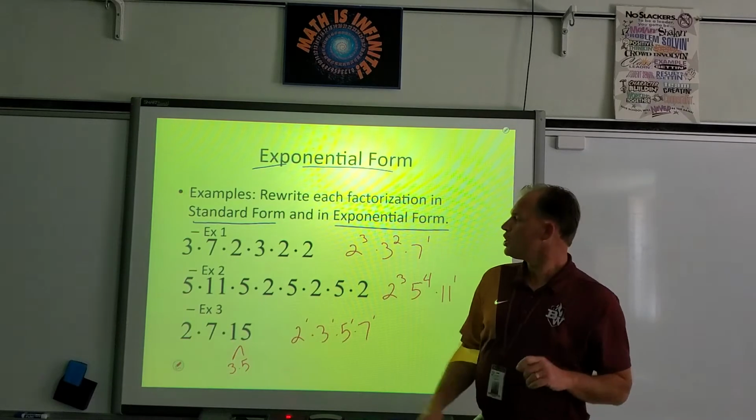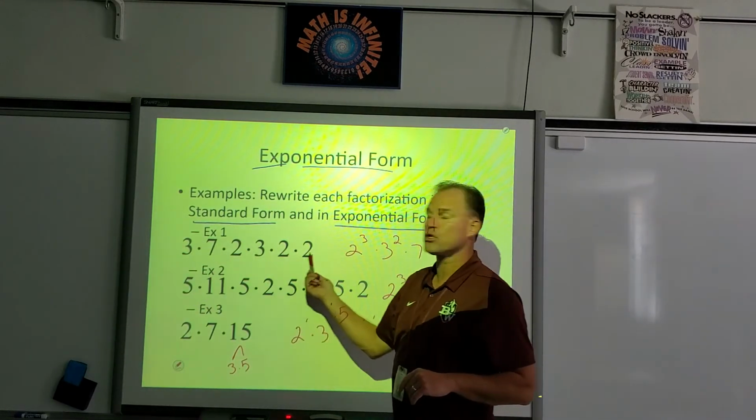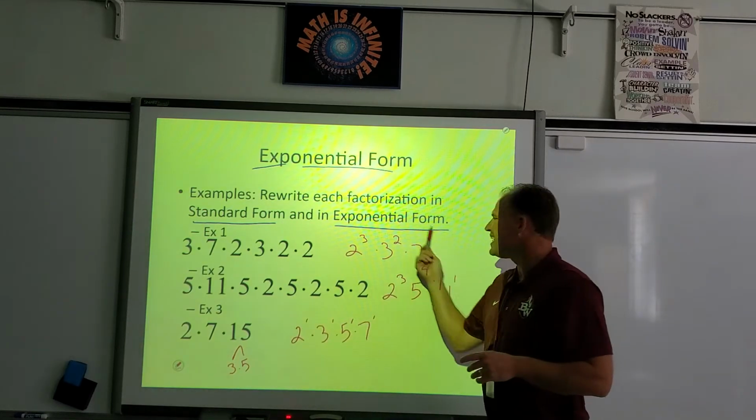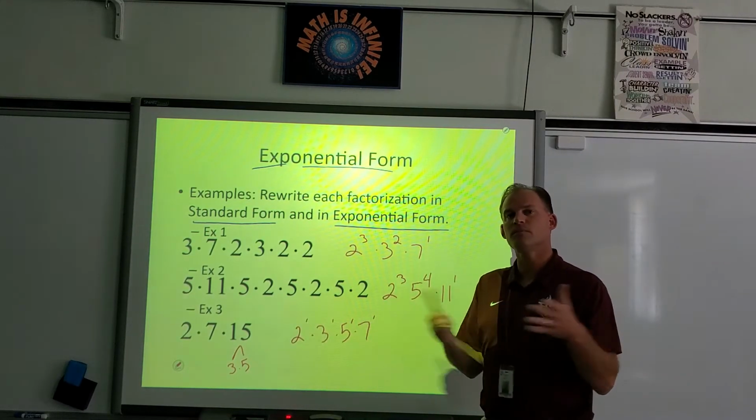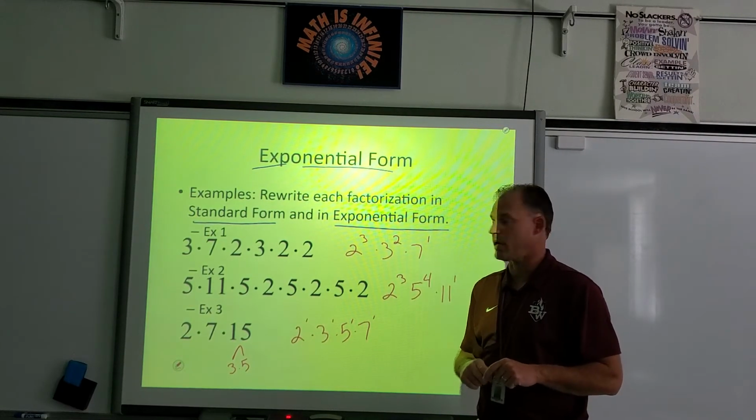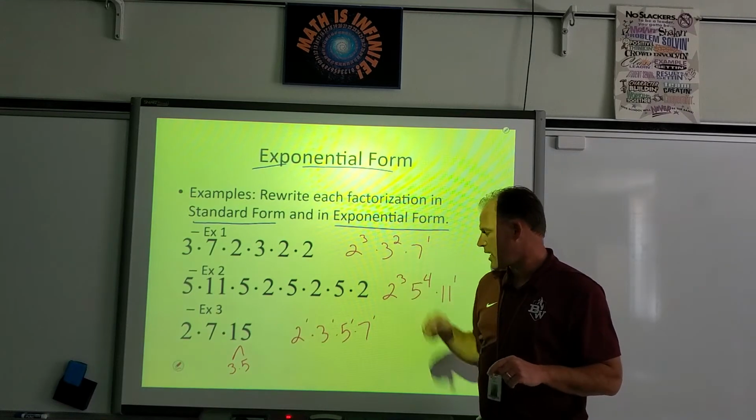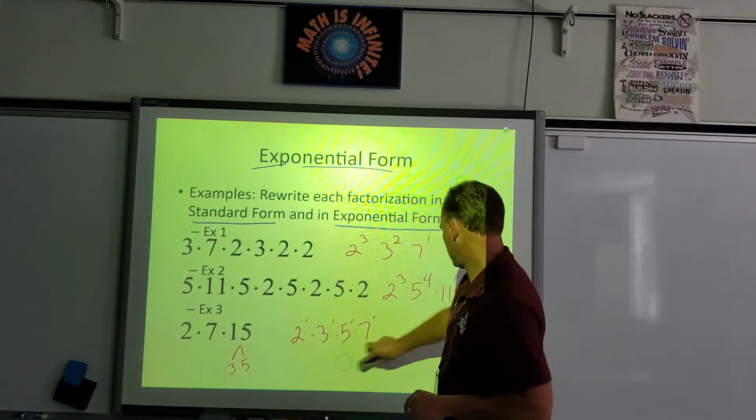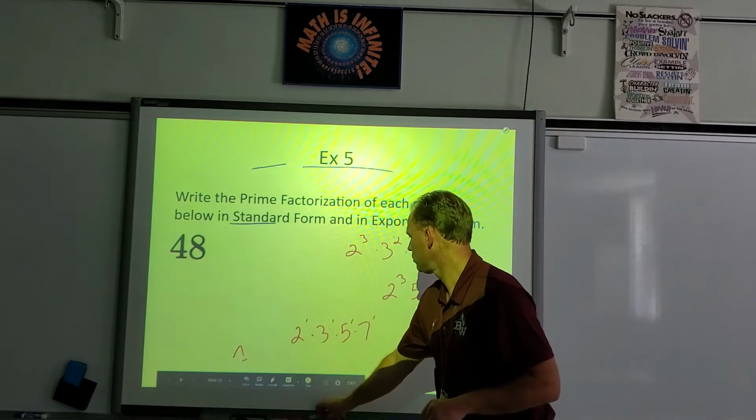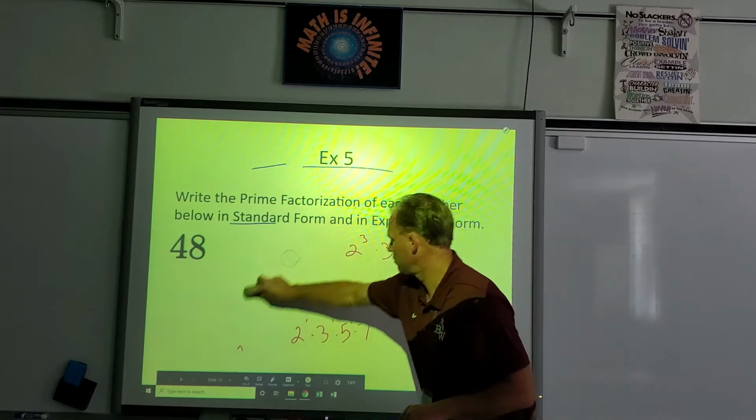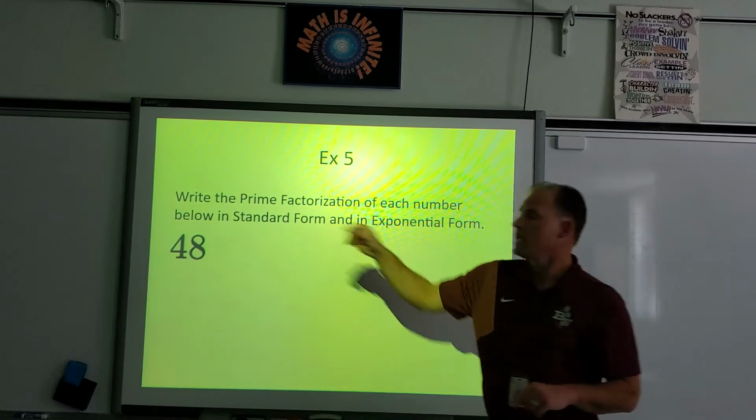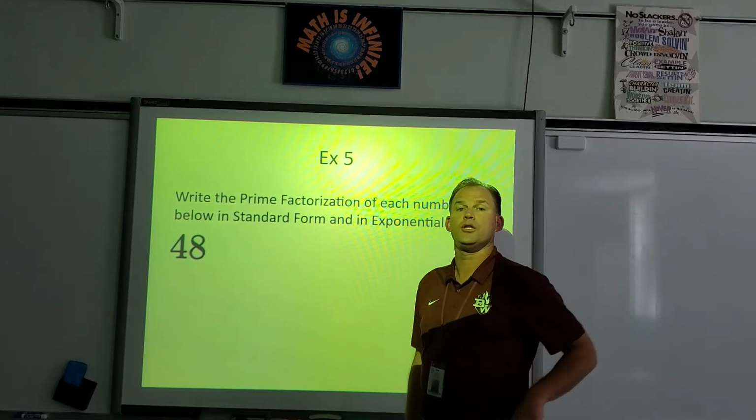1 of each. So this is standard form where they're all multiplied and you write out all the factors. This is exponential form. And there's sometimes when we'll use both of them. So you need to understand how to write an answer in both. Okay? So we have standard form and exponential form.